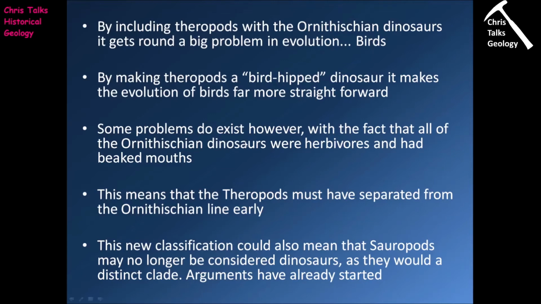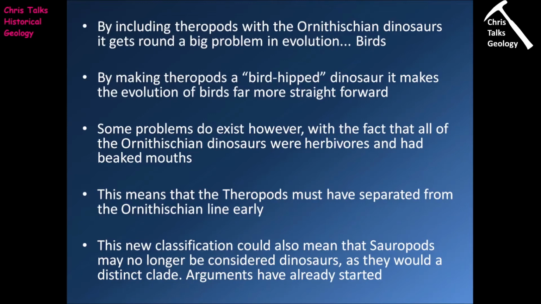Now, there are some problems that do exist, however, and one of these is that the theropods are known for having mouths which are full of teeth. In contrast, the Ornithischian dinosaurs, well, yes, they do have teeth, but as we've already discussed, the front of their mouth doesn't have teeth, instead it has a bony beak. So you might notice a bit of a problem there, the theropods don't have a bony beak.